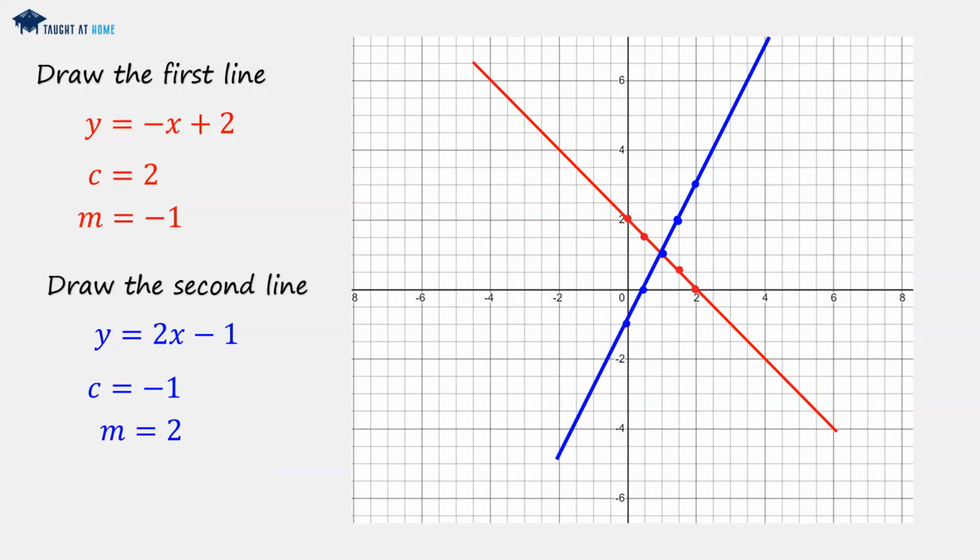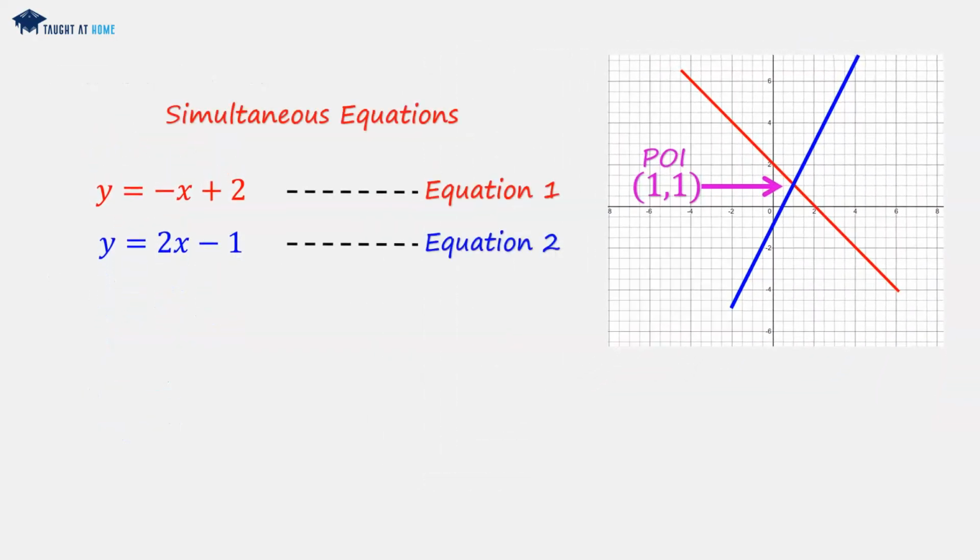And now we have a point of intersection, which is at the coordinate 1, 1. So for both equations, we have two solutions, and the solutions are x equals 1 and y is also equal to 1. And we can get this from drawing the straight line and finding the point of intersection.